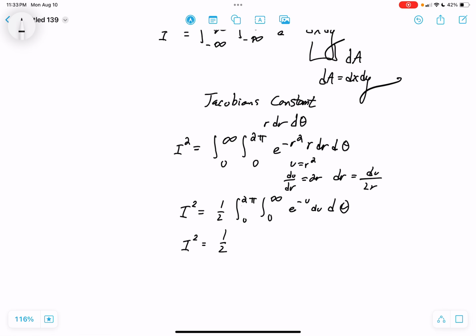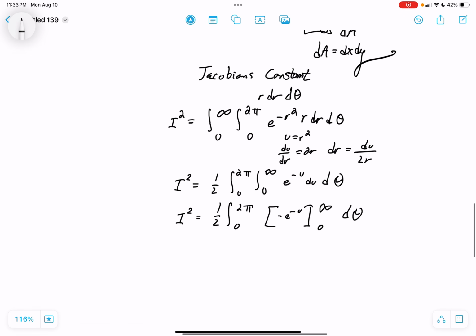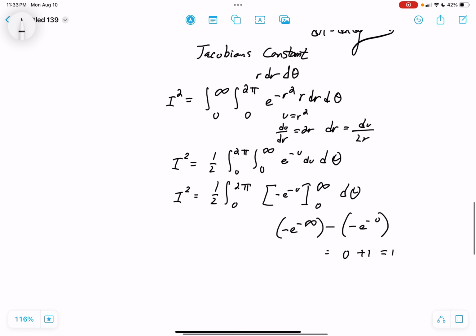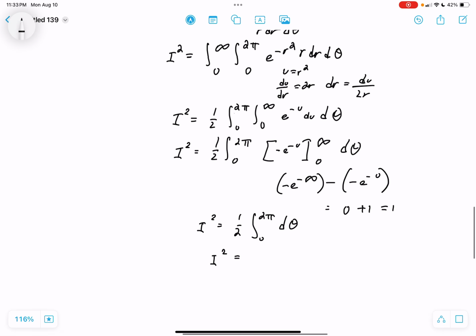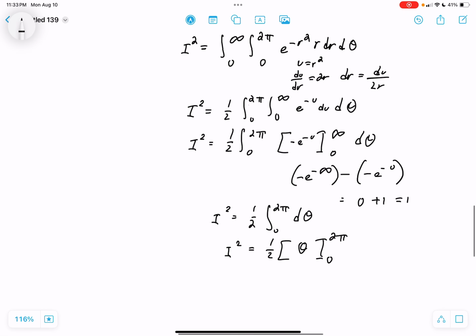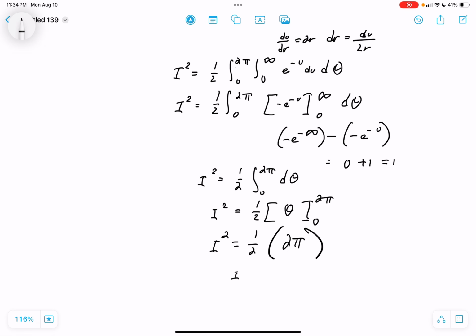So now I get I squared is equal to 1/2 integral 0 to 2 pi. And now this is going to become negative e to the negative u from 0 to infinity d theta. Now when I evaluate this, that's negative e to negative infinity minus negative e to negative 0. And this is equal to 0 minus a minus 1, which is really 0 plus 1, which equals 1. So now I get I squared equals 1/2 integral 0 to 2 pi of d theta. And this is going to be I squared is equal to 1/2 bracket theta, that's the integration there, 0 to 2 pi. I squared equals 1/2 times 2 pi minus 0. And therefore, I squared equals pi.